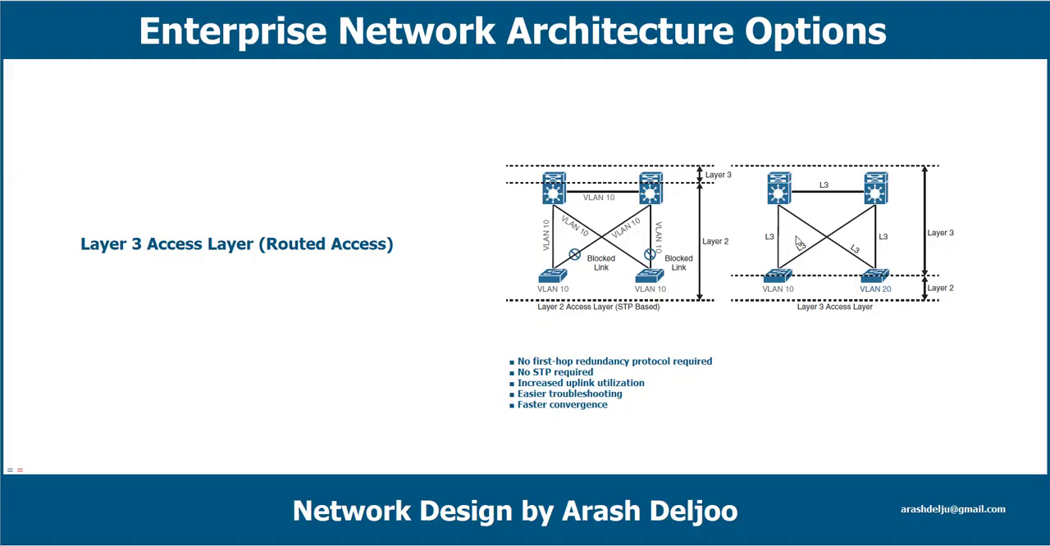After that, here we don't have STP. We don't need STP because you know that here we have multiple links. All of these links are layer 3 links. Because of that, we don't have any layer 2 loop. Because of that, we don't have STP, and it means that all links now are forwarding, and we can use more bandwidth. Because of that, we can say in the layer 3 access layer method we have more bandwidth. Actually, this method increases the uplink utilization.